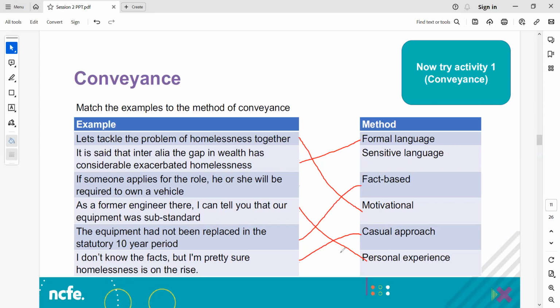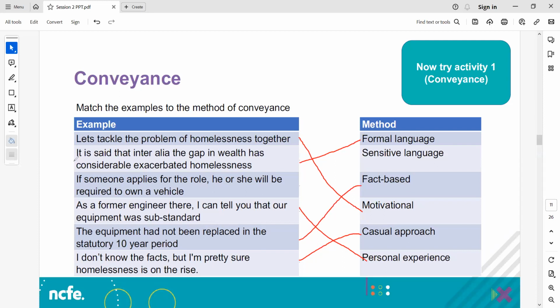I don't know the facts. I'm pretty sure homelessness is on the rise. So you could imagine changing that to formal, so the opposite. I do not know the facts, but the facts are unknown, but we can be confident that homelessness is on the rise. So you could easily change that to more formal language, but the way it's written there is casual. The contractions, such as I'm, are a big indicator that it's more casual.